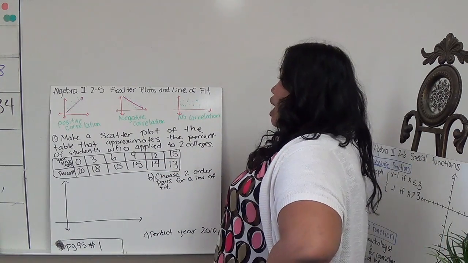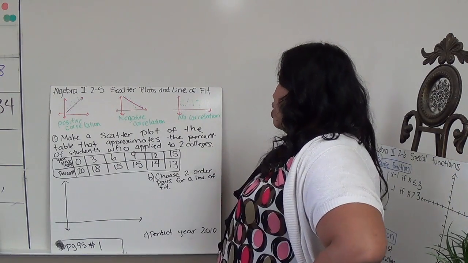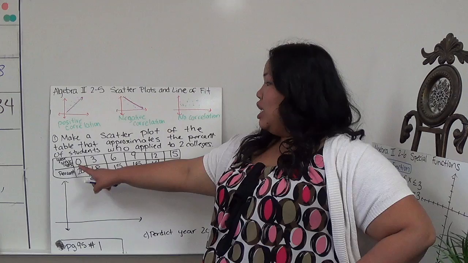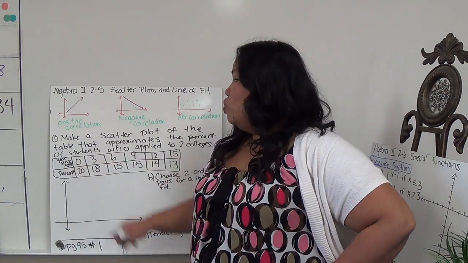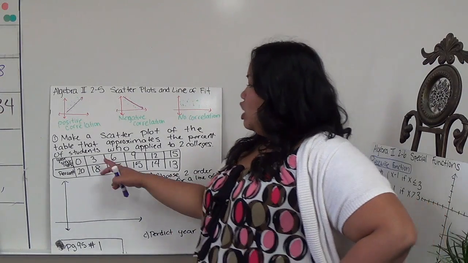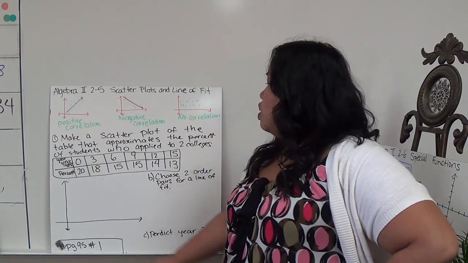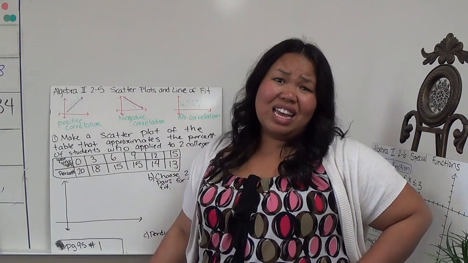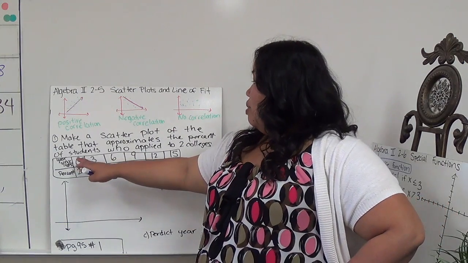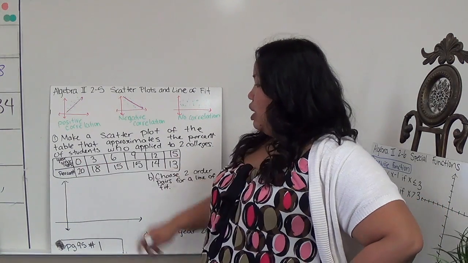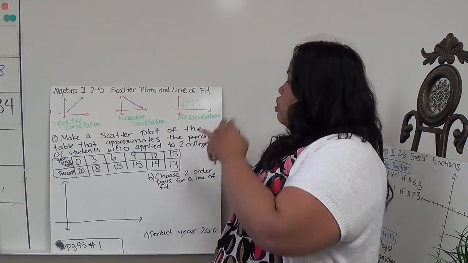Number 1 is asking us to make a scatter plot of the table that approximates the percent of students who applied to 2 colleges. So this is the years since 1985. These represent years. So for example, the first one, 0, means it's 1985. The next one is 3 years from 1985, so it's 1988. The reason they do this instead of putting the dates is that trying to graph 1985 is a big number, so that's where these numbers come in. And the percentage of kids who applied to 2 colleges or more.